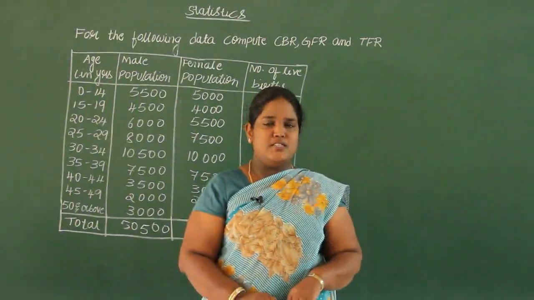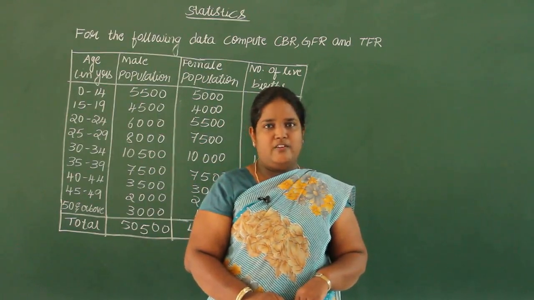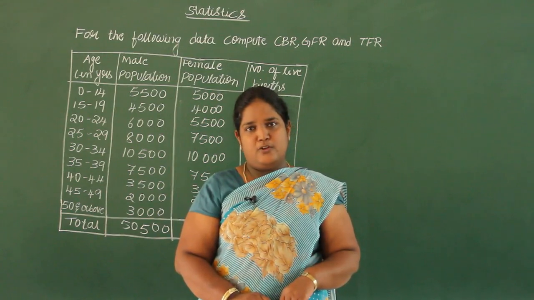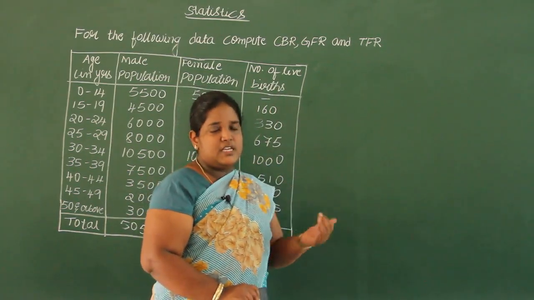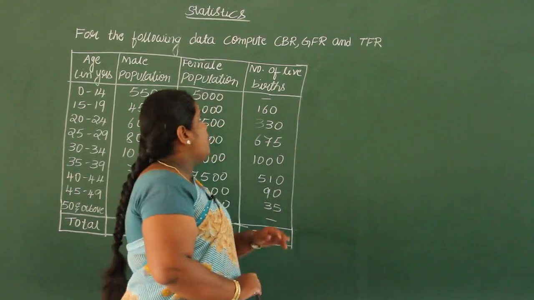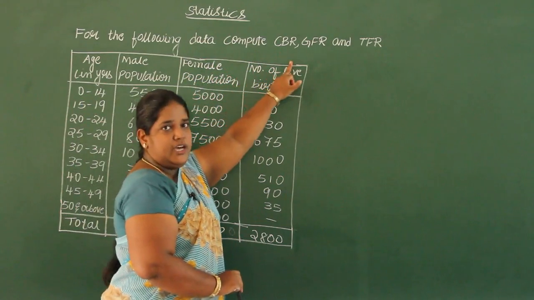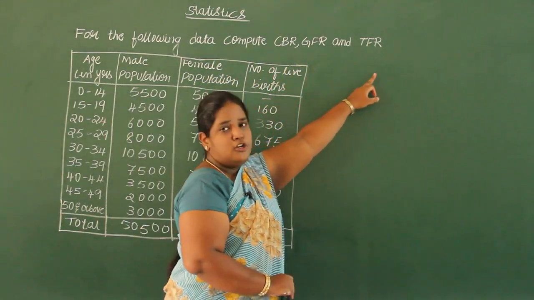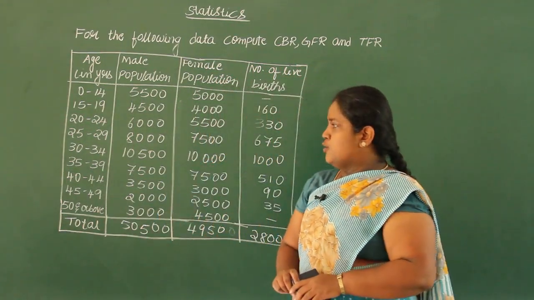Good morning, students. Today we'll continue with the problems based on the total fertility rate. You had already learnt in the previous session how to calculate the total fertility rate. So here I have included the three topics, that is regarding the 10 marks problem, where for the following data we compute CBR, the crude birth rate, general fertility rate and total fertility rate. So first we have to calculate the crude birth rate.